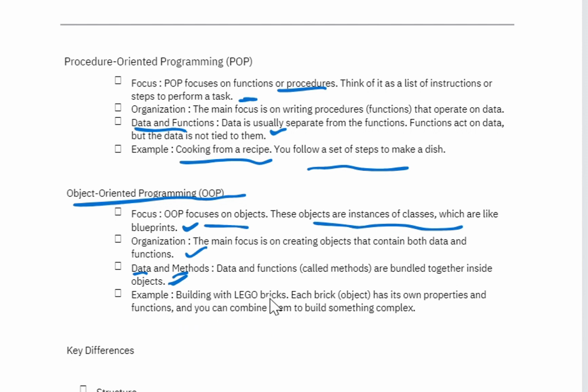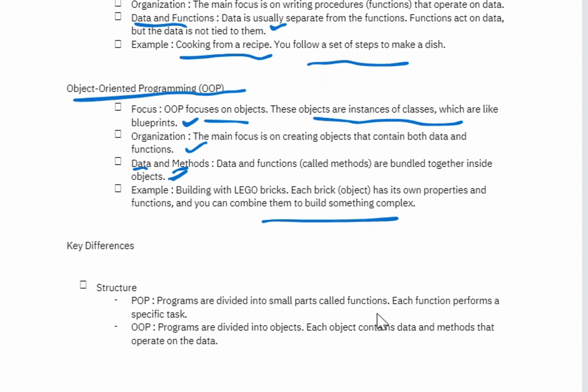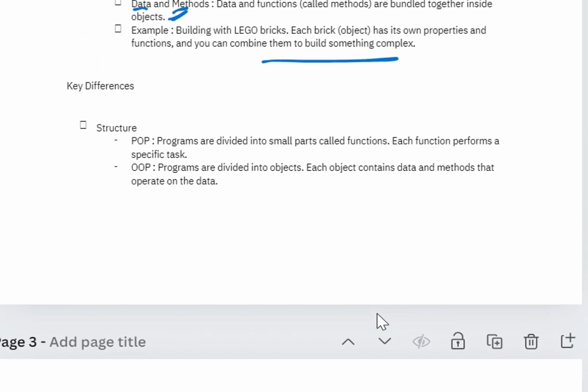Example: building with Lego bricks. Each brick, you can take it as an object, has its own properties and functions, and you can combine them to build something complex, right? Now, these are the points of these two types of programming. Now, what is the difference among them?